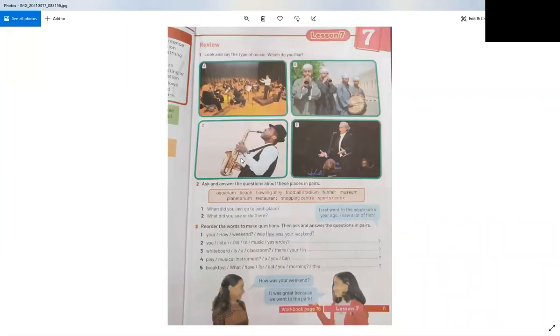Now we come to the end of Unit 7. I'm going to give you this part as homework. You're going to do it as your homework. Reorder the words to make questions, then ask and answer questions in pairs. These words are not in order. Okay, you're going to rearrange the words to put the questions in order, and then you're going to answer about yourselves. Now we come to the end of the first unit.